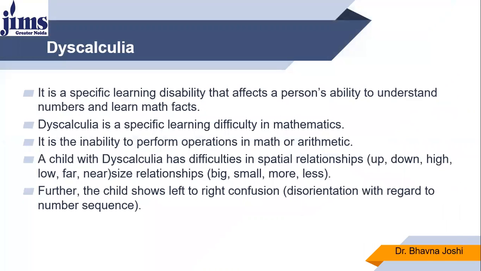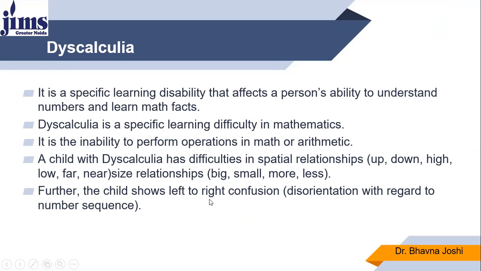Now, the next learning disability is dyscalculia. This is specifically related to learning difficulty in mathematics. It affects a child's ability to understand numbers and learn maths facts. In dyscalculia, the child is unable to form any relationship between up, down, high, low, far, or near, size relationships like big, small, more, or less.